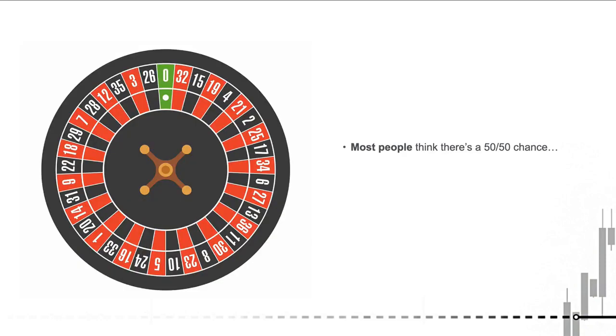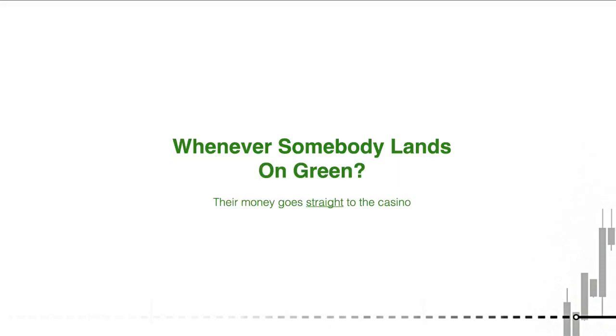Well, let's take this casino roulette wheel. Most people, when playing roulette, think that they have a 50-50 chance of winning, but hold on for a second, what's that green pocket? That right there is the casino's edge over their customers. It's the very reason why casinos even remain in business, because they win more than they lose. Whenever somebody lands on green, their money goes straight into the casino's pocket. That is a statistical edge.